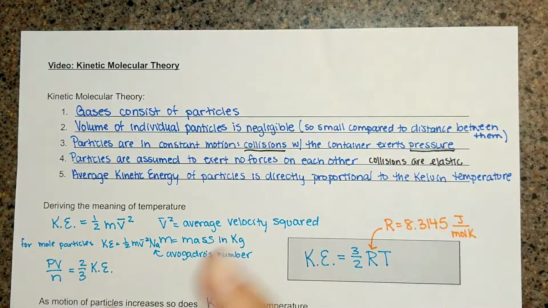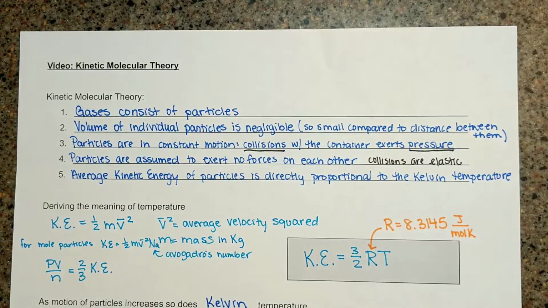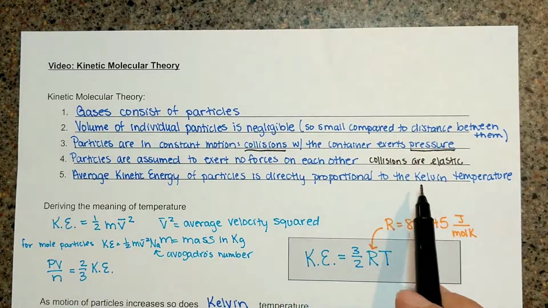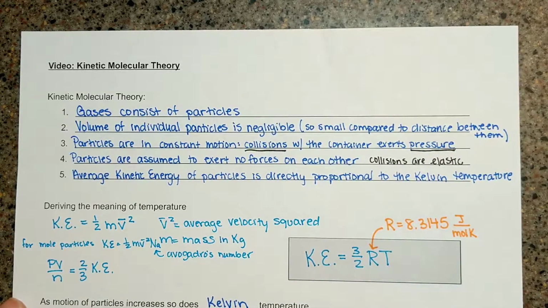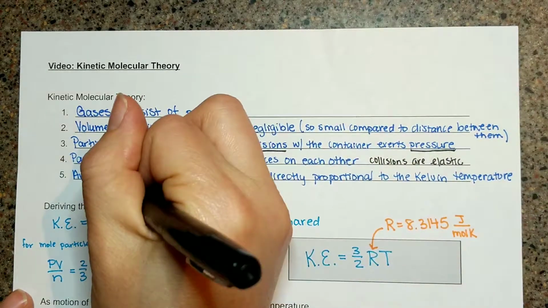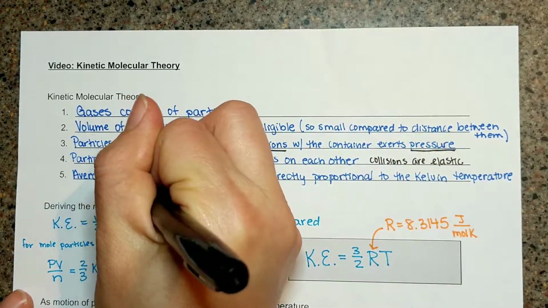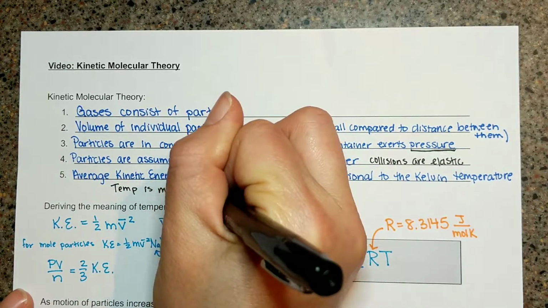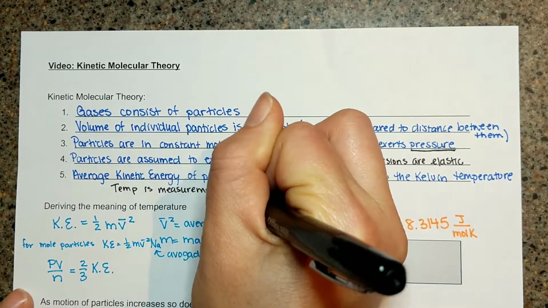So it's like a rubber band, you can stretch it and it goes back just as it always was. Doesn't matter what you do to it, it's going to return back to normal. So particles assume no force on each other. And then average kinetic energy of particles is directly proportional to the Kelvin temperature. So this is where we get the information that temperature is a measurement of kinetic energy.